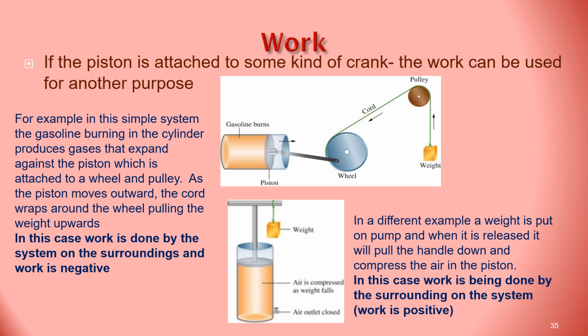In another example, here, if you've got a weight on the sort of the plunger, I guess you could say, as the weight falls and the plunger comes down, it's actually work being done on the system. And so in this case, work is positive because it's being done on the system. In the previous case, the work is being released from the system and given out of the system. So that's why it's negative.